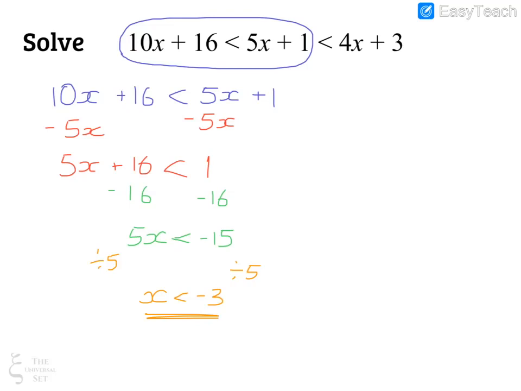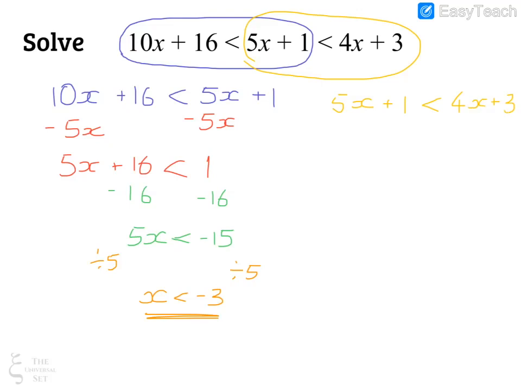Okay, let's do this side then. I'm going to make this side yellow. So we need to solve 5x plus 1 is less than 4x plus 3.